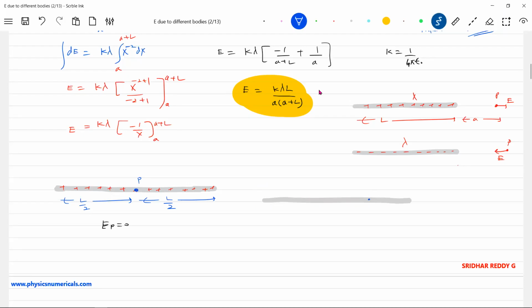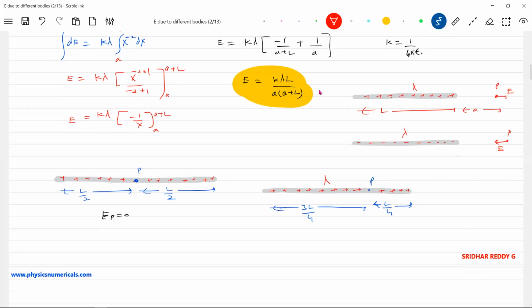At 1/4 of the length. Lambda is the linear charge density. At 1/4 of the length of the rod, what will be the field strength? Due to this quarter length and due to the next quarter length, the fields will cancel out at this point P. Who will contribute at point P? This remaining part will contribute the field at point P.